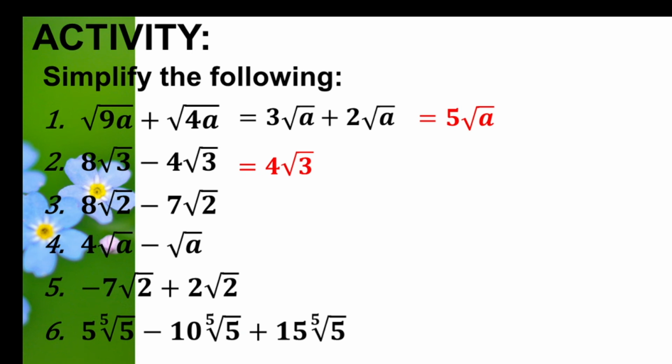So, next we have 8 square root of 2 minus 7 square root of 2. We have square root of 2. Next, we have 4 square root of a minus the square root of a. We have 3 square root of a. Number 5, we have negative 7 square root of 2 plus 2 square root of 2. We have negative 5 square root of 2.